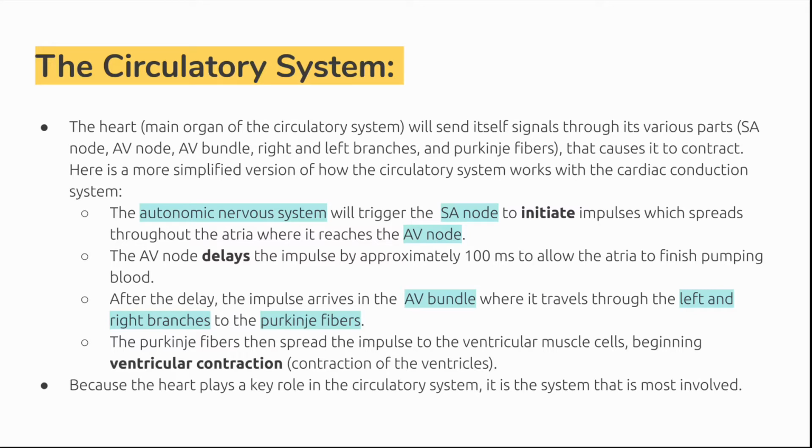After the delay, the impulse arrives in the AV bundle, where it travels through the left and right branches to the Purkinje fibers. The Purkinje fibers then spread the impulse to the ventricular muscle cells, beginning the ventricular contraction, which can also be called the contraction of the ventricles. Because the heart plays a key role in the circulatory system, it is the system that is most involved.